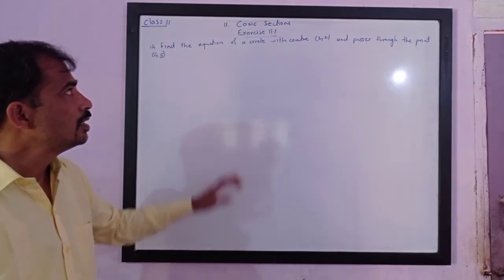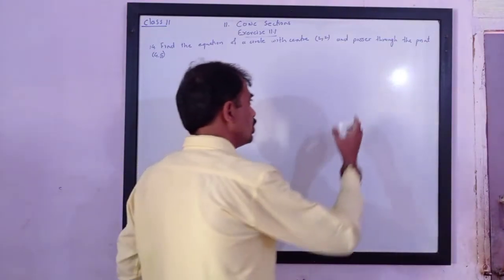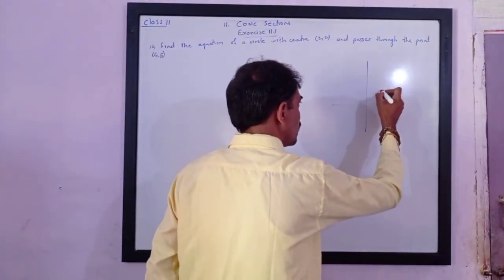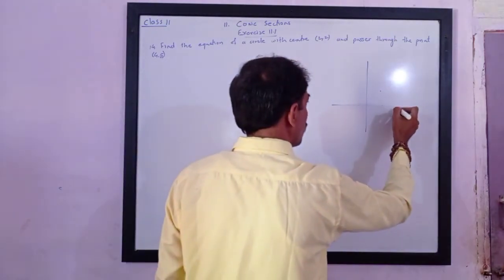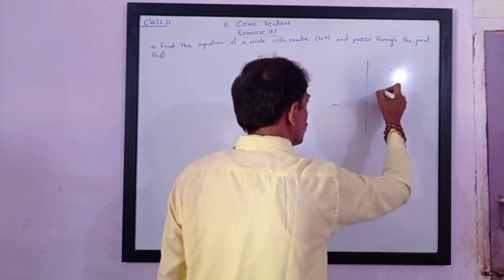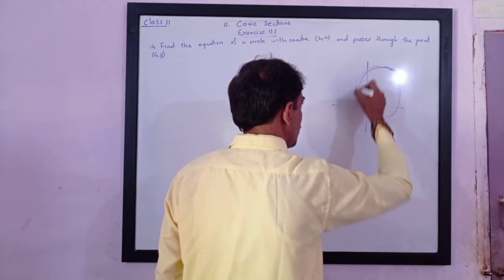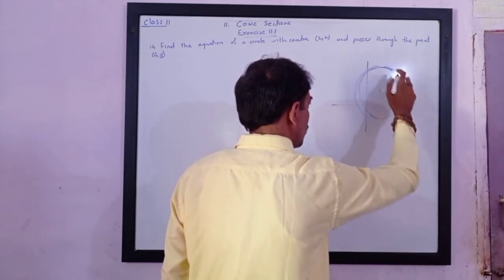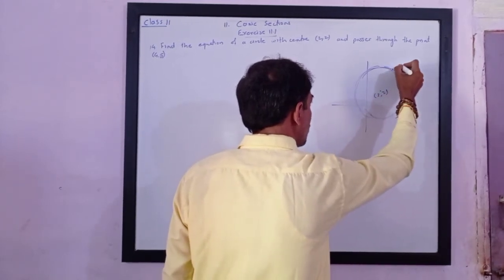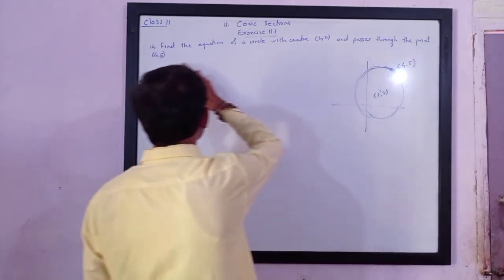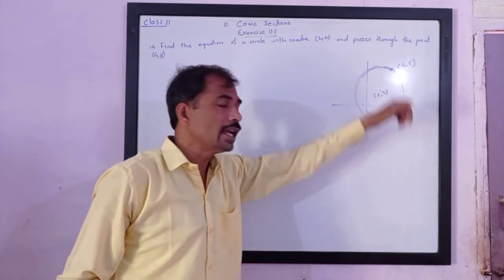Dear friends, we have next question. Find the equation of circle with center 2, 2. So we have to find the equation of circle whose center is 2, 2 and passing through the point 4, 5. So 4, 5 will be a point somewhere. So it is having a center and it passes through this 4, 5 point. Try to understand. We have to find the equation of this circle whose center is 2, 2 and it passes through the point 4, 5. So let us try to find the equation of circle having the center 2, 2 and 4, 5.